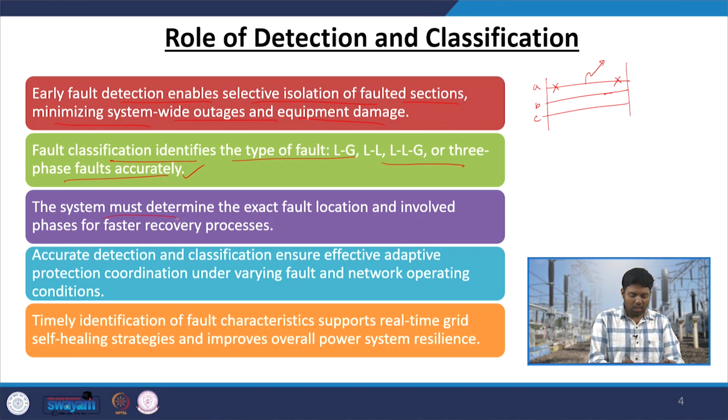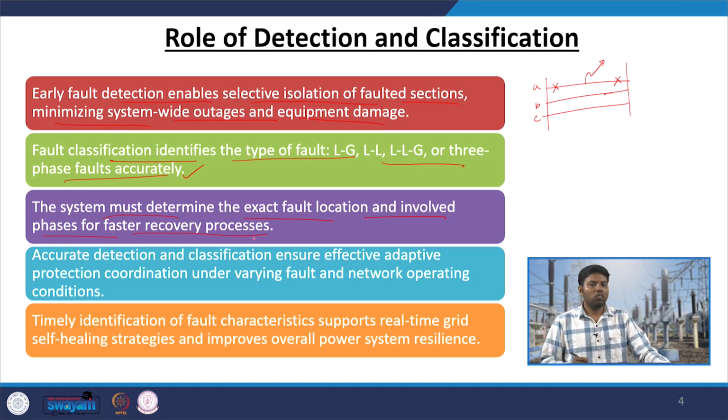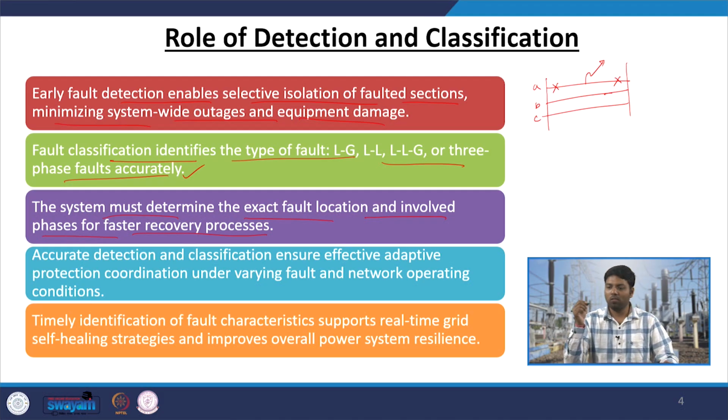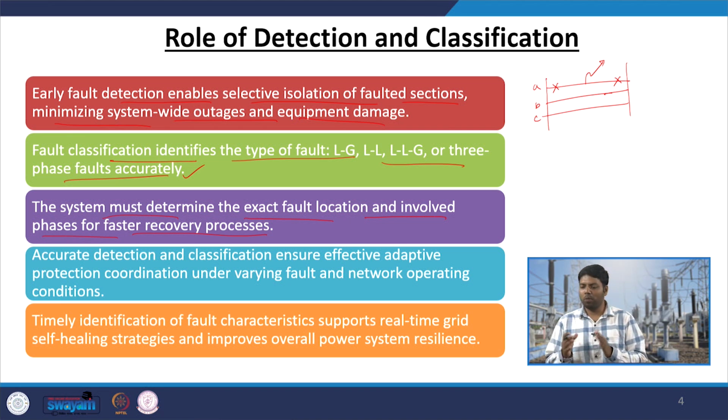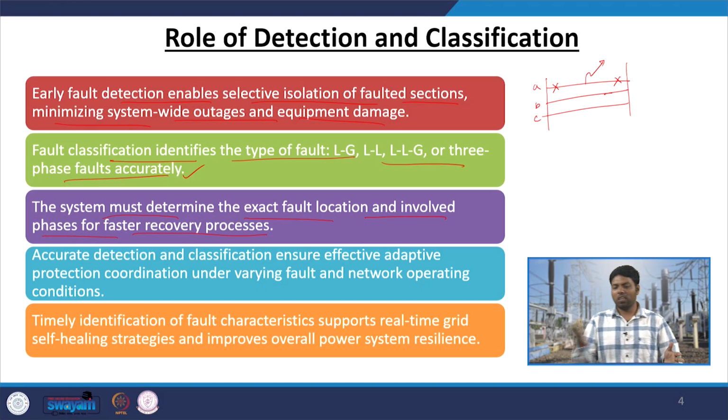The system must determine the exact fault location and involved phases for a faster recovery process. So, where is the fault actually, how much distance from the substation or from the node the fault had occurred. If the location is identified properly, then the crew can directly go there and repair the fault. So, that is also an identification, and location identification is also highly needed.